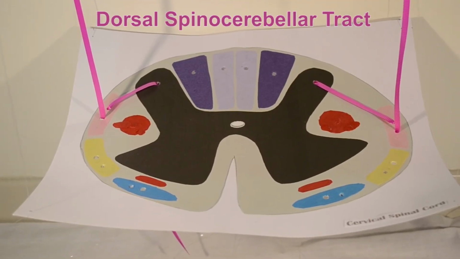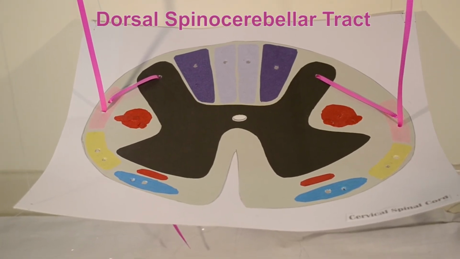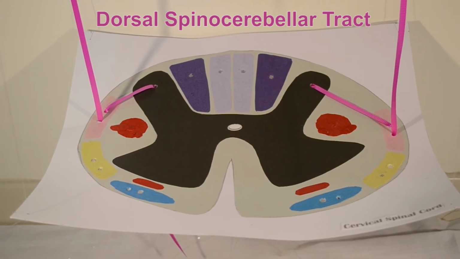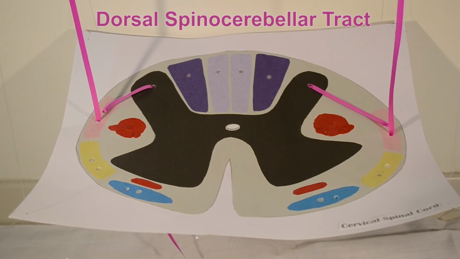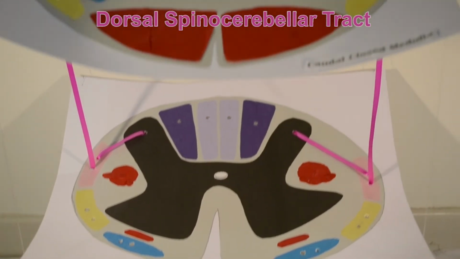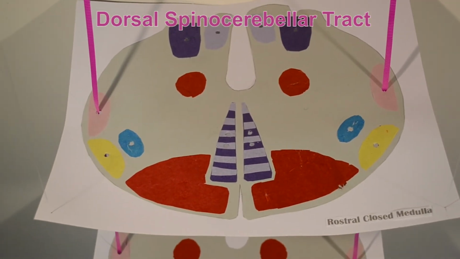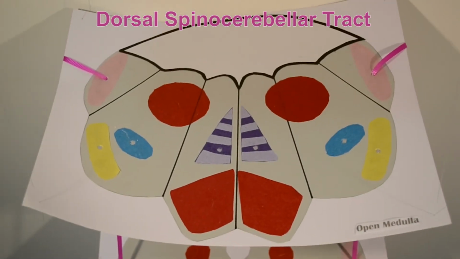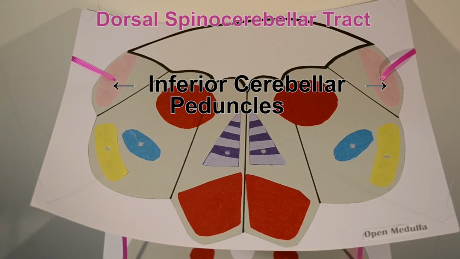The dorsal tracts conduct proprioceptive information from the lower limbs, trunk, and upper limbs. The tracts synapse approximately at the level of entry to the spinal cord and ascend ipsilaterally along the surface bordering the dorsal and lateral funiculi. It then shifts ventrally to occupy a position along the lateral surface of the closed medulla before projecting to the cerebellum via the inferior cerebellar peduncle in the open medulla.